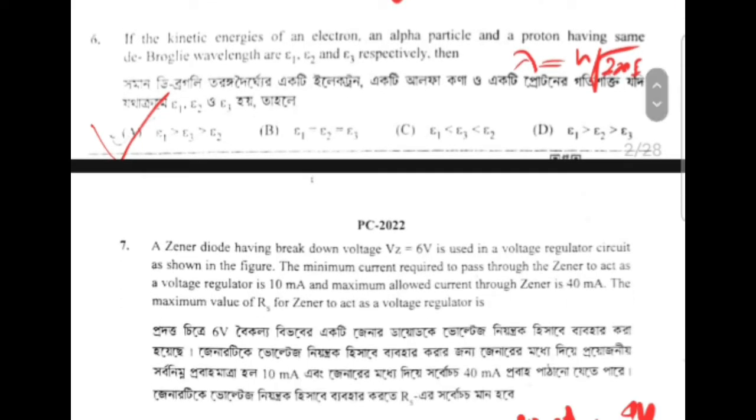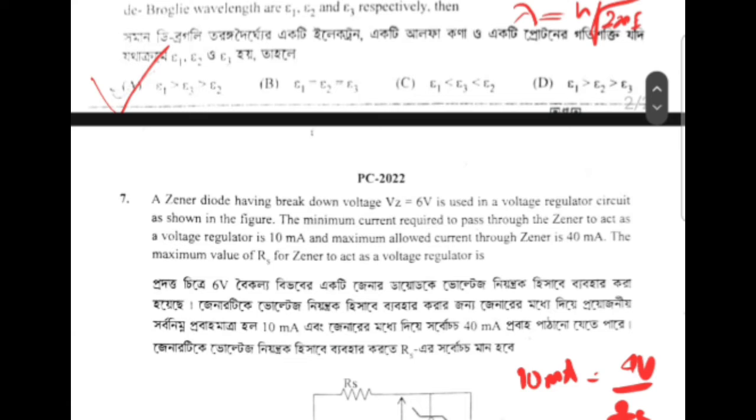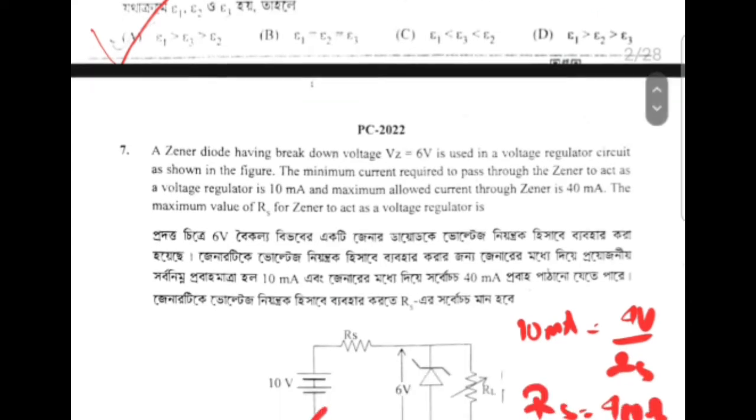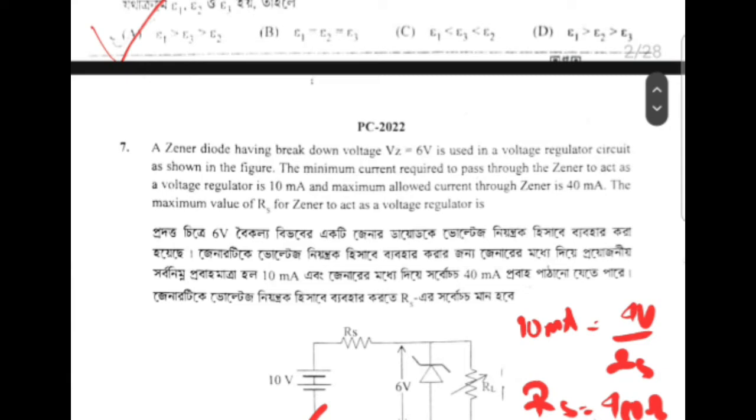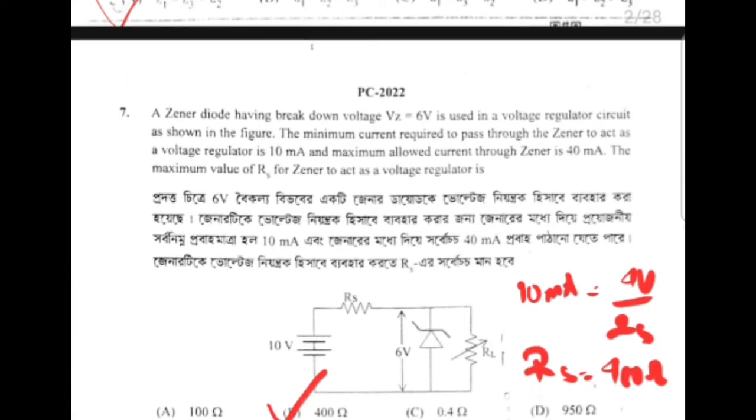Number 7, a Zener diode having breakdown voltage 6V is used in a voltage regulator circuit. That means we have to find the maximum value of RS for the Zener diode. So if this is 6V and that is 10V, that means the voltage across RS is 4V. So we can say that 10 milliampere equals 4V by RS, so RS equals 400 ohm.